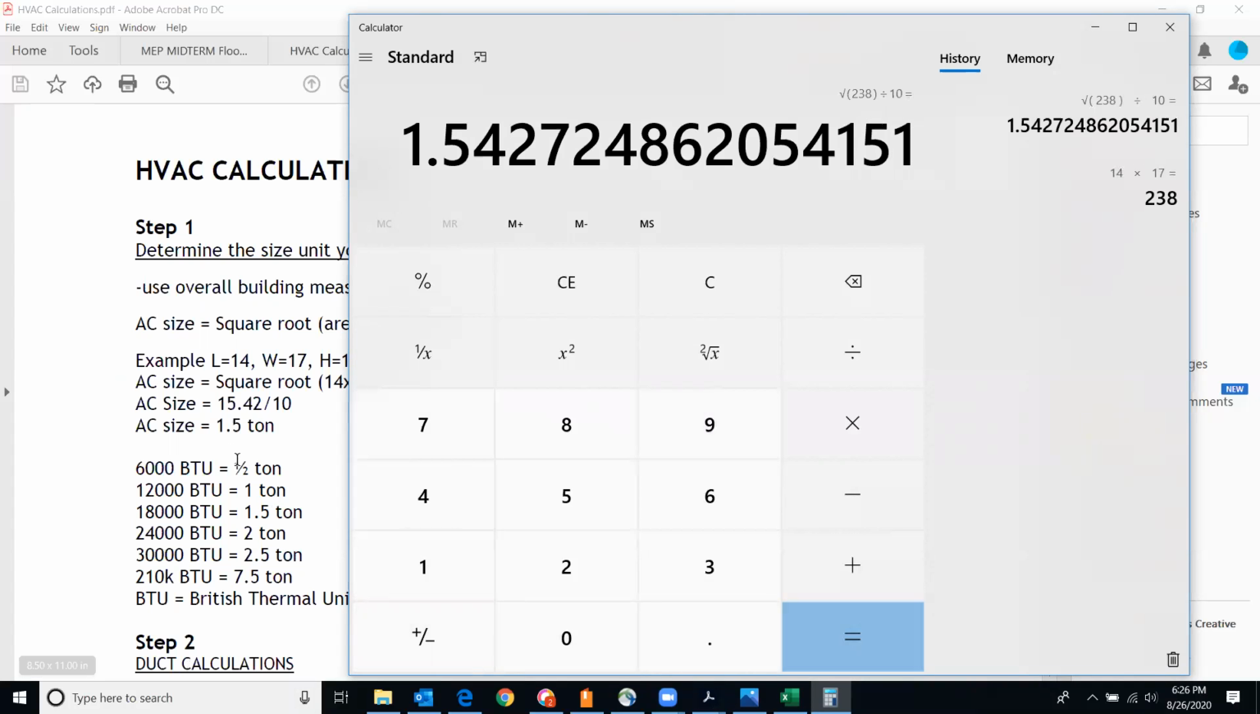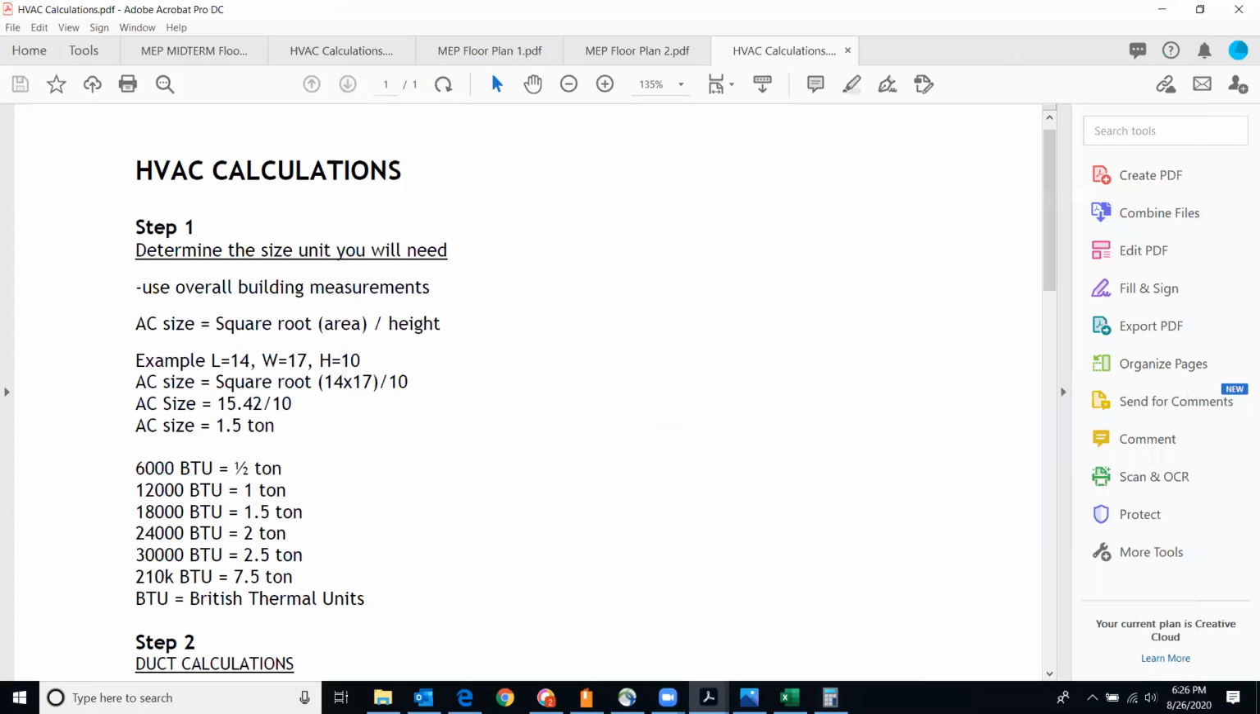Which will give us 1.5. That's going to give you the actual ton size that you need for your air conditioning. Air conditioners are measured in tons or BTUs. You'll hear people say, oh, I need like a 5-ton unit for a house, or sometimes depending on the size of the house, you may need more than one unit. And once we get into the really larger ones, we're looking at more of an industrial size unit. But this gives you an idea of how to work that.